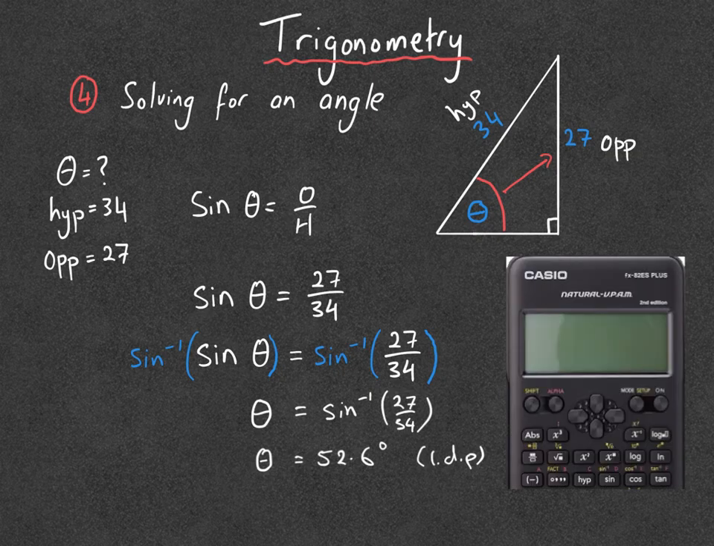To do this on your calculator, you'll need to use the inverse sine seen here above the sine function. So you'll need to press Shift Sine to bring up the inverse sine, and then type in your ratio, 27 on 34. And that should give you the answer of 52.6 degrees.